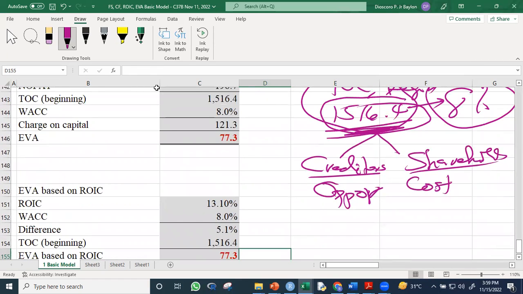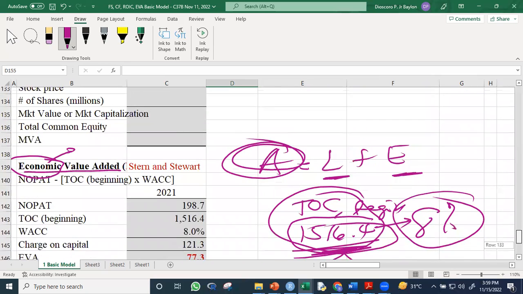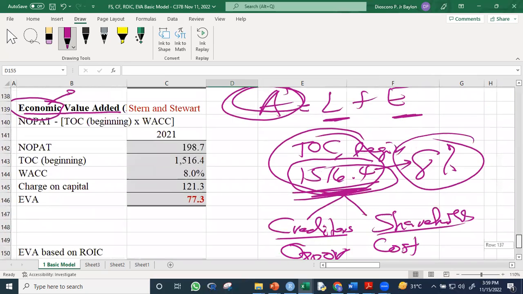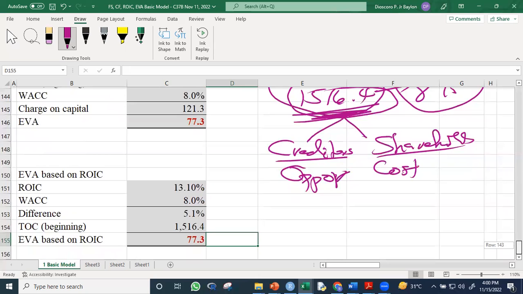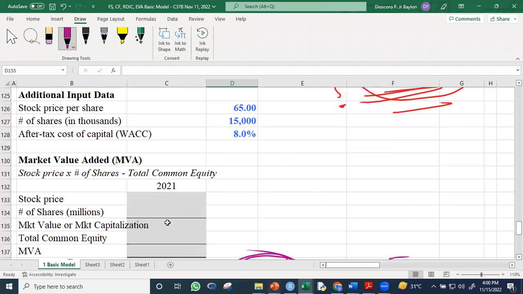Itong EVA na to, nagsimula lang itong mga 1990s, developed by Stern Stewart. But it's now being used in order to see if indeed management is creating value for the shareholders. Itong economic value added. Okay, it's almost time. Last na lang ito guys, one minute lang to two minutes.